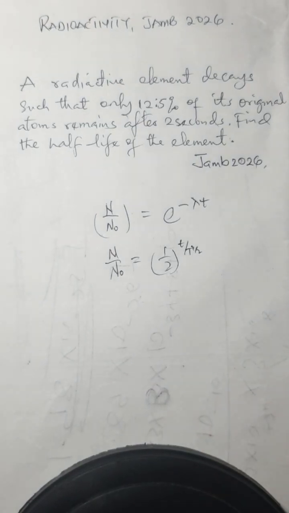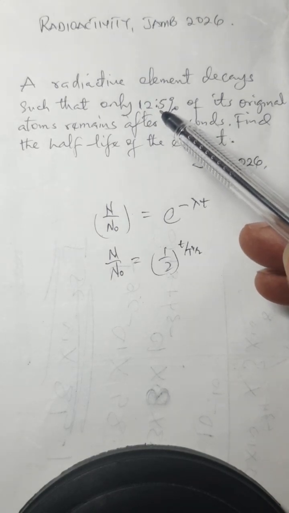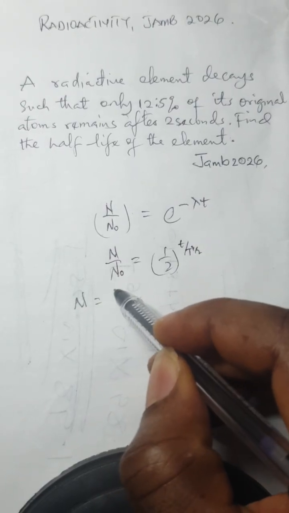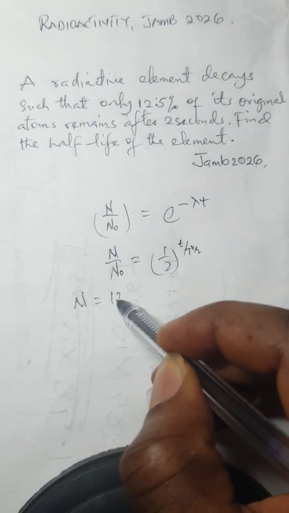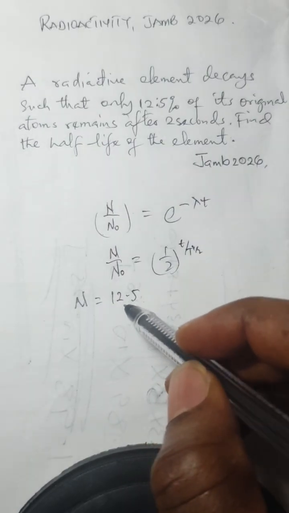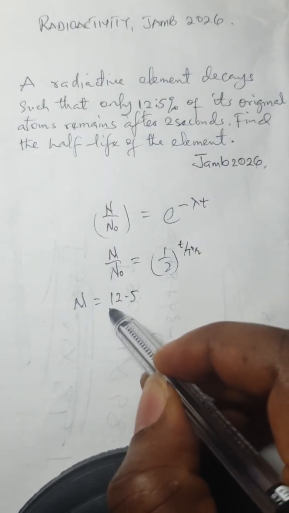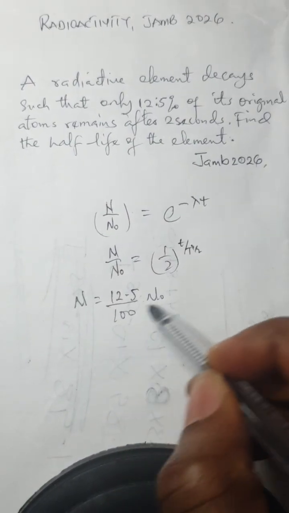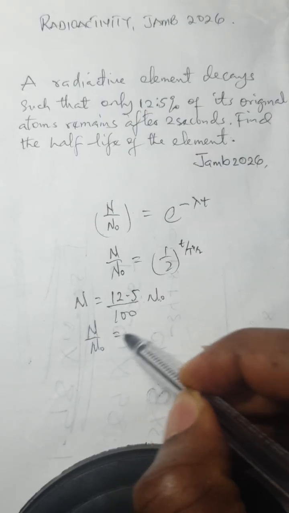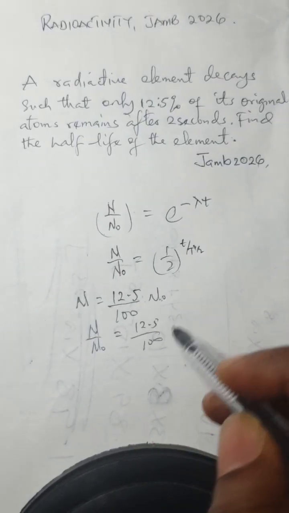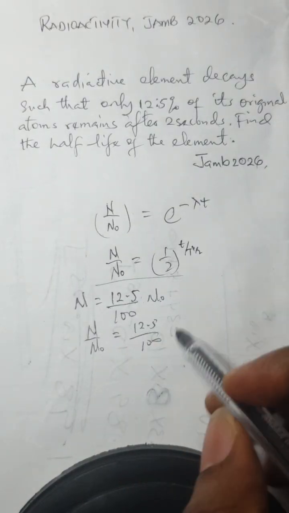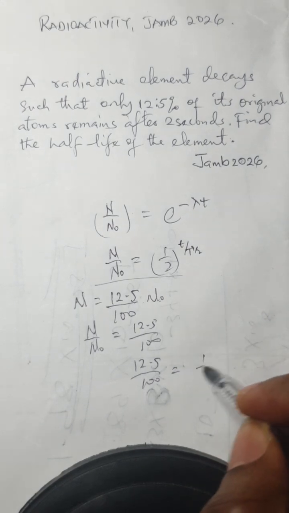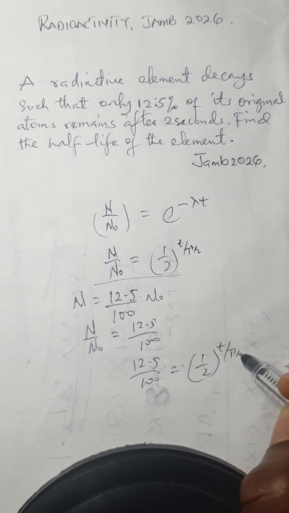Now it says that 12.5% of the element is remaining. Sorry, not 25%, 12.5%, please. So 12.5%, meaning 12.5 over 100 of the original sample. If we bring this down here, it becomes N over N naught equals 12.5 over 100. So we relate this to our formula over here. So we should have 12.5 all over 100 is equal to 1 over 2 raised to power t over t half, right?